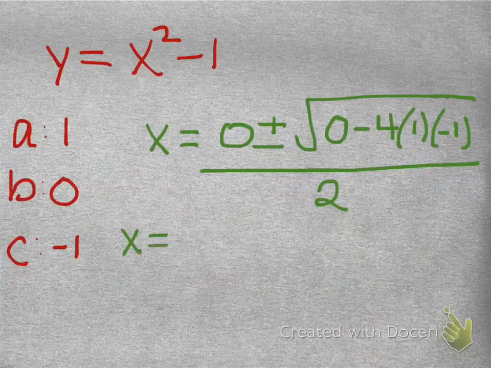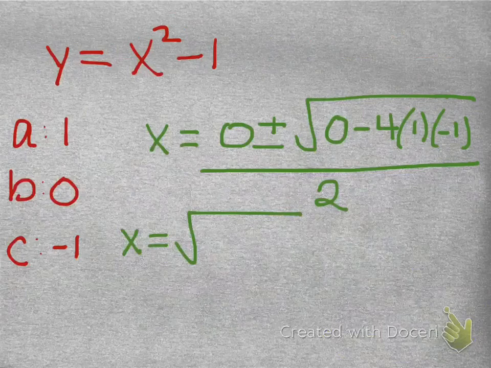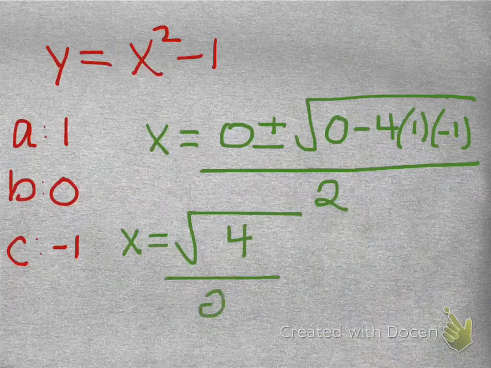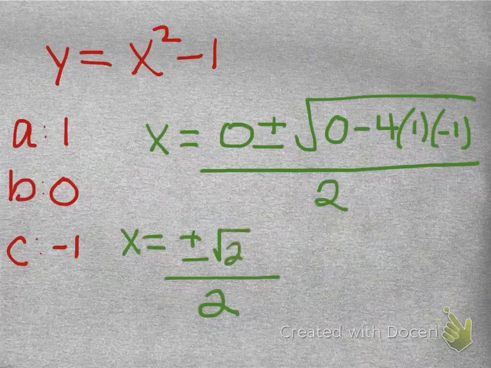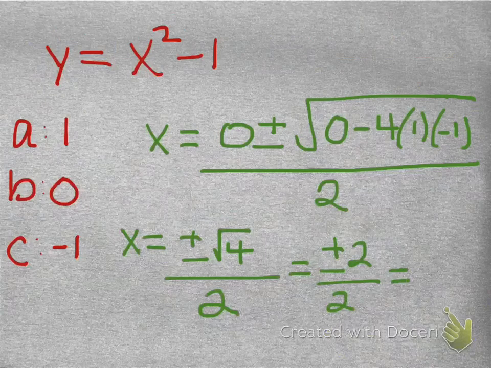Alright, so then we have x equals, well, 0 plus or minus. So 0 plus or minus is just 0. Then you have the square root of 0 minus 4 times 1 times negative 1, which is just 4. And then you have it over 2. Now the one thing I forgot to add in here is that we do need to have our plus or minus. So let me put that in here. Plus or minus the square root of 4, which is 2. So we have plus or minus 2 over 2. Well, 2 over 2 is 1. So our two answers are 1 and negative 1.